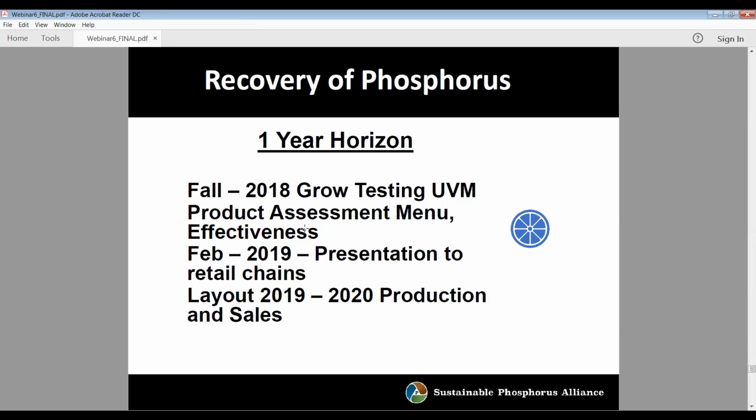In February 2019, there is a very large meeting that I'm not attending with Synergy, where they will be presenting next year's suite of materials to various retail chains. And based upon that, we see this playing out in 2019 and 2020, where we are going to start producing materials late this year, 2019, for placement on shelves in 2020.